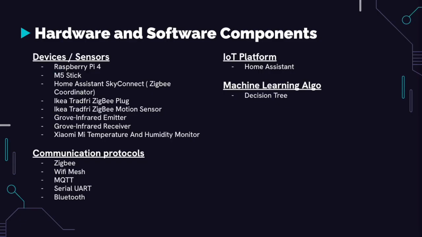These are the hardware and software components that were used. For the devices and sensors, we use a Raspberry Pi 4, M5 stick, Home Assistant Sky Connect, which is the Zigbee coordinator, a Zigbee plug from IKEA, and a Zigbee motion sensor from IKEA. Next, we have the Grove infrared emitter and also a receiver for the IR blaster purposes.